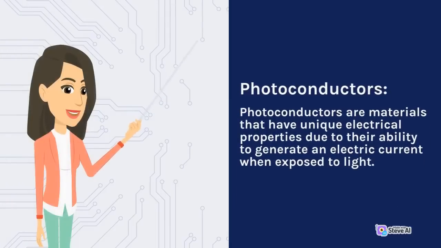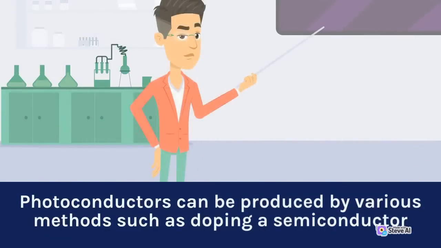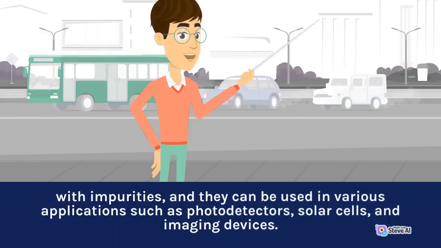Photoconductors. Photoconductors are materials that have unique electrical properties due to their ability to generate an electric current when exposed to light. Photoconductors can be produced by various methods such as doping a semiconductor with impurities, and they can be used in various applications such as photodetectors, solar cells, and imaging devices.